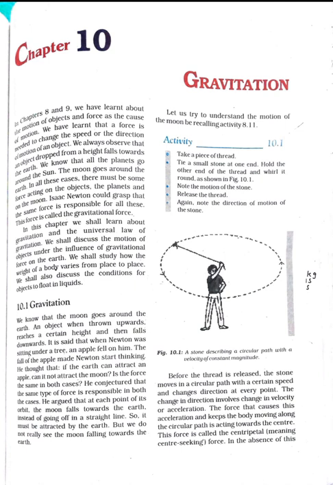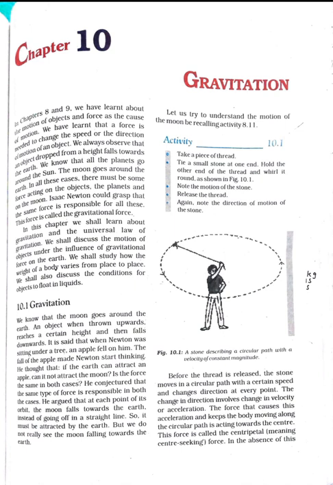Now release the thread. And what happens to the stone? When you release the thread, the stone moves tangential to the circle at the point of release. Then what is a tangent? That you must have studied in maths. A tangent is a straight line that meets the circle at one and only one point. So the direction of motion of the stone is tangential to the circle.